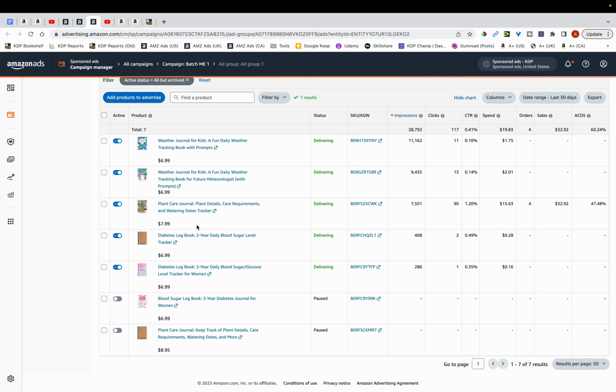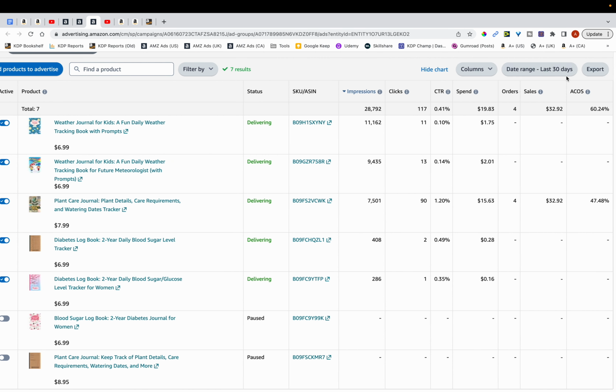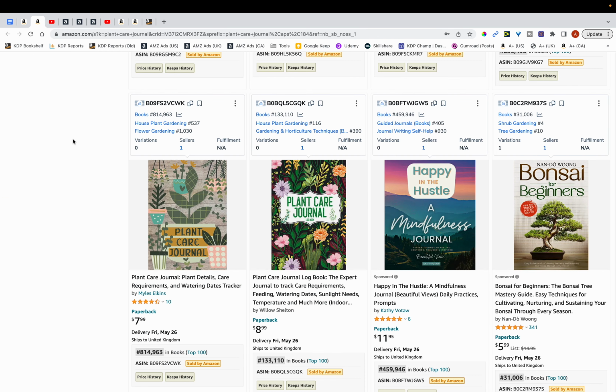What this does is these few extra sales that they generate per month, as you can see here, this plant care journal in the last 30 days sold 4 copies. So these few copies a month, even if they make a loss, you can see here that the ACoS isn't too good. Even if they make a loss, these few extra sales help maintain the rank of books. As a result, more and more people discover your books and buy them organically, and you keep making sales on these books.